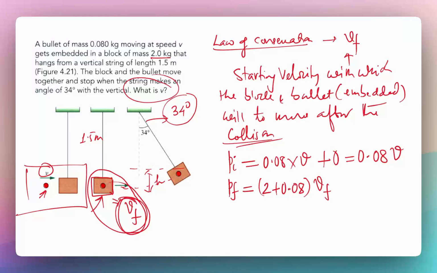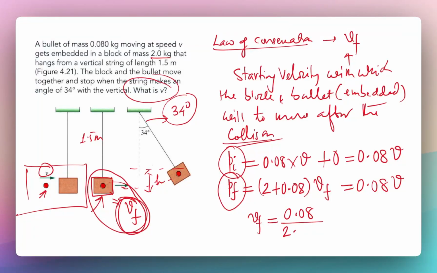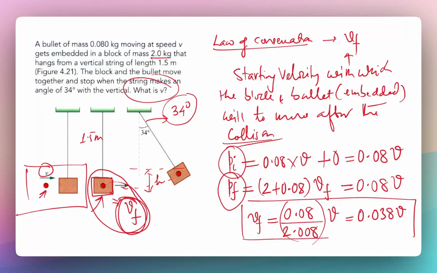So v final is our velocity after the collision, and these two quantities, the initial momentum and final momentum, are going to be equal. So this is going to be 0.08 v, and now we can find the value of v final, which is going to be 0.08 divided by 2.08, multiplied by v, and this is equal to 0.038 v. So with this speed it is going to start, and we have found that speed.